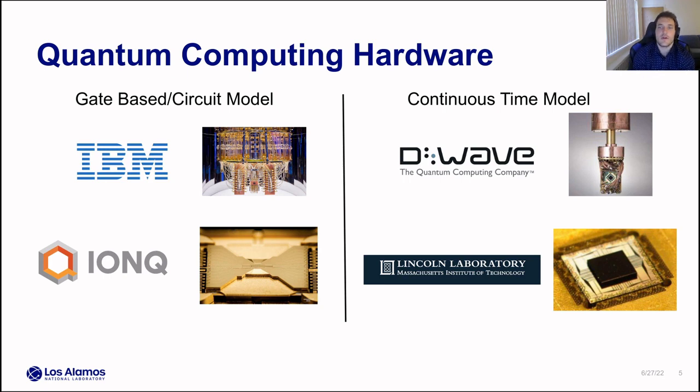So what about the continuous time model? Well, in the continuous time model, we have one of the biggest quantum computing companies out there today, D-Wave Quantum Computing, and they're making these hardware realizations of machines called quantum annealers. Those quantum annealers are what we're trying to model with the software package which we've created. Similarly, MIT Lincoln Labs, in collaboration with some other academic institutions such as the University of Southern California, have produced their own quantum annealing chip. So there's quite a bit of research being done on both sides of the quantum computing coin.